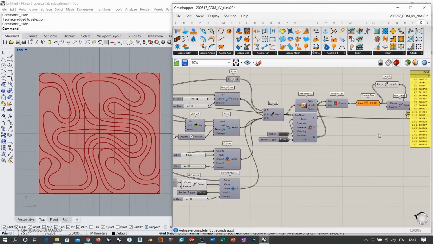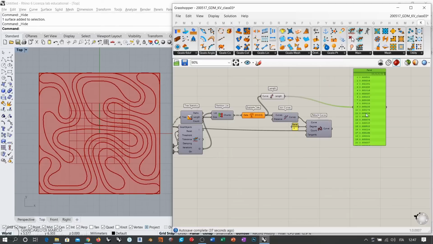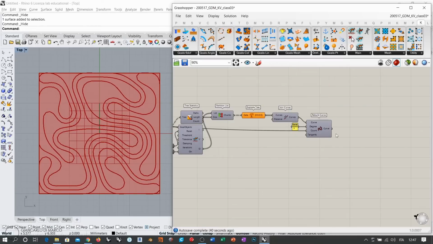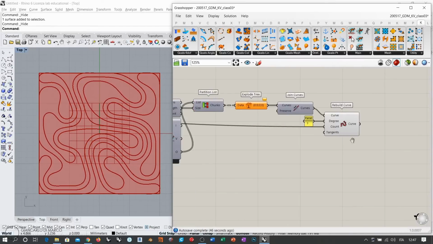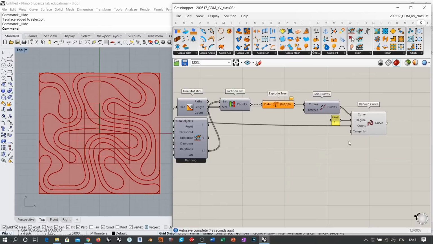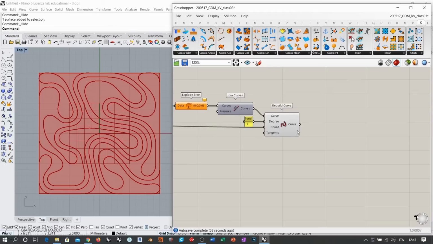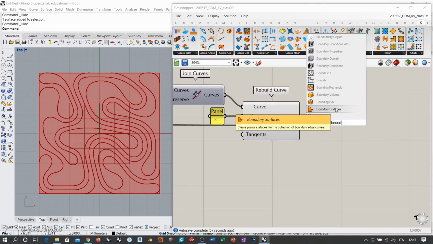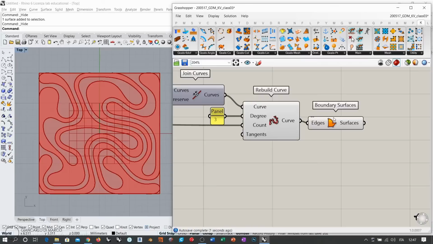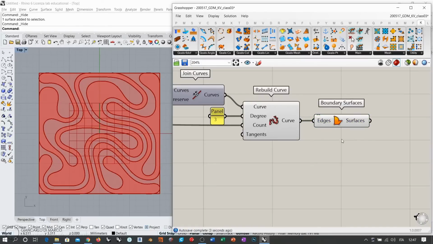Let me also point out one thing, which is this. We also have our high resolution or smooth curve. We can also use the two concepts together in order to have the smoothest possible curve. Okay, and once you have this, if you want, you can also easily connect this to a boundary surface and create this object here.